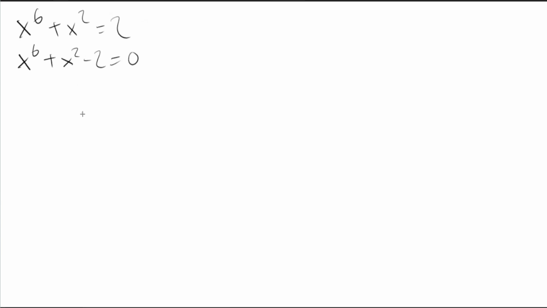Now we see we have the exponents 6 and 2, and they are both multiples of 2. So let's set a new variable, m equal to x squared. Now we have m cubed plus m minus 2 equals 0. We can see m equals 1 is a root of this, since 1 cubed plus 1 is 2, and subtract 2, that's 0. So we know m minus 1 is a factor, so we can use long division to find the other factor.